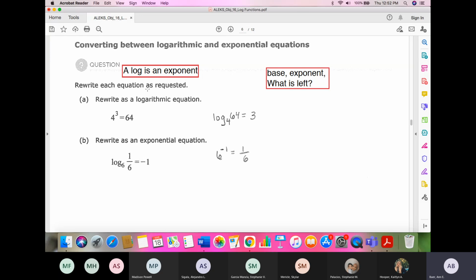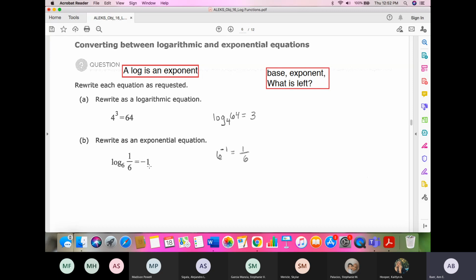Remember, the entire log is an exponent, all pieces. So this entire log here is an exponent, and that entire log is -1. That is the exponent, -1. That goes up here. Equals what's left. What's left is this number 1/6. So we'll put it on the other side because we need something to put over here. So that's how you can convert between logarithmic and exponential equations.